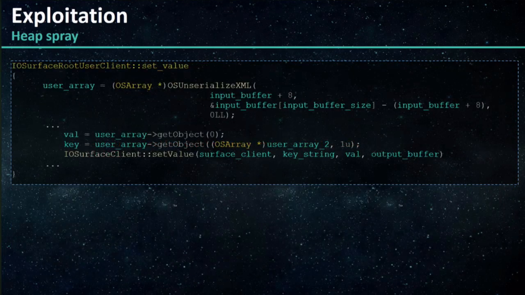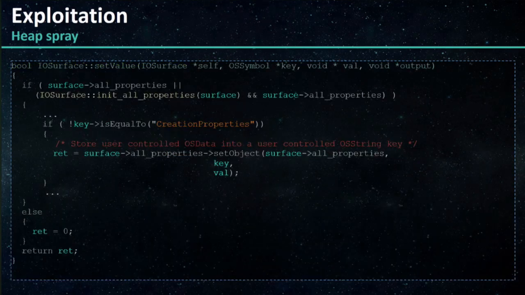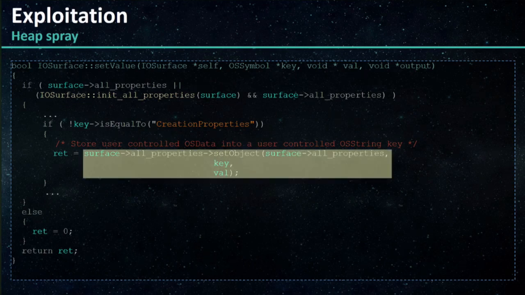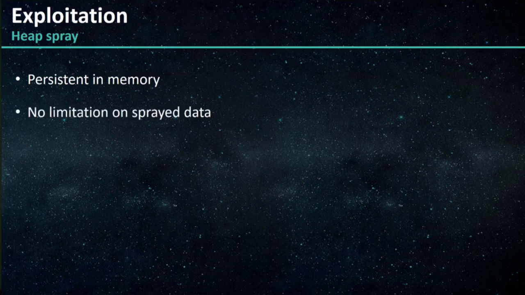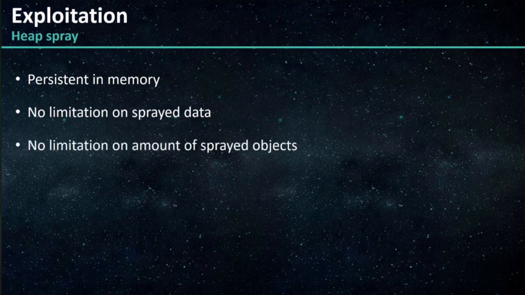That's how the set value function looks. It just checks that the key is not creation properties, and if it's not, it takes the all properties dictionary and puts there the object, which is the key, and the value is supplied. So this is very good for us because it's persistent in the memory, since these are all the properties that are being kept in the memory. We can spray pretty much any data we want because there is no specific limitation as long as our XML is valid. And we can do that as many times as we want.